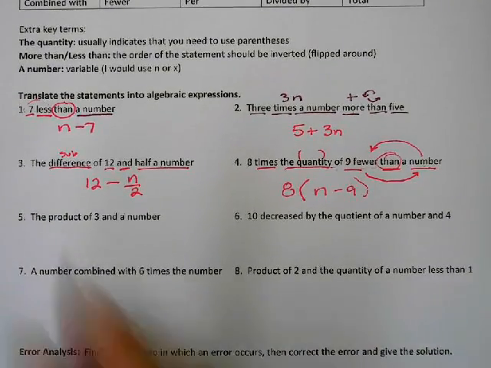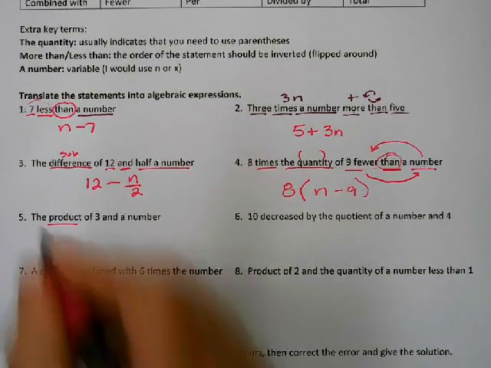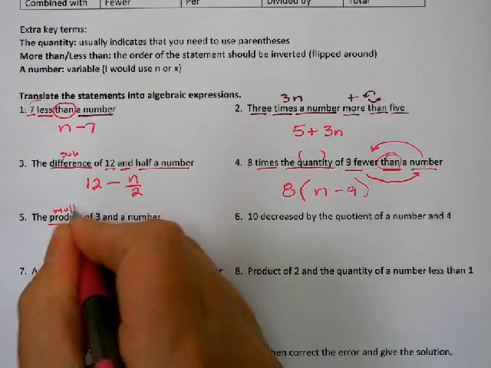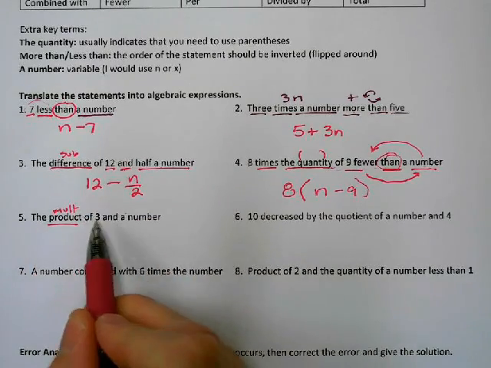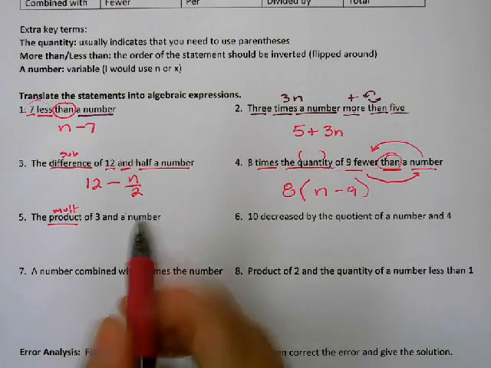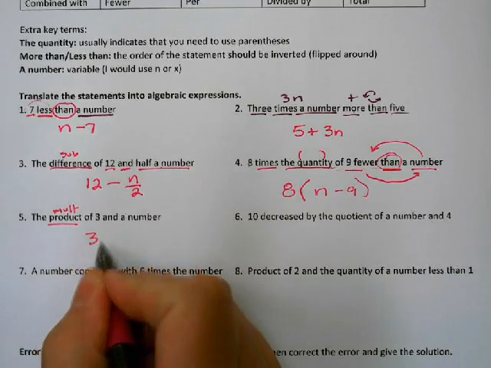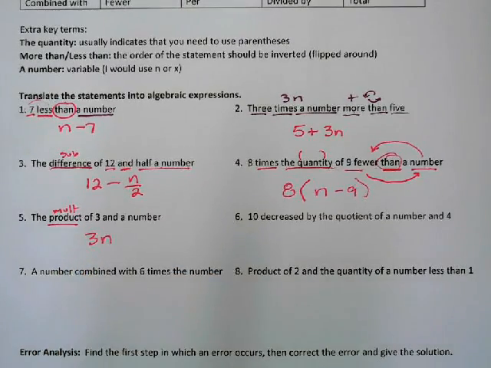Next, product. We are multiplying. What are we multiplying? 3 and a number. So we're just going to write 3 times a number, 3n.